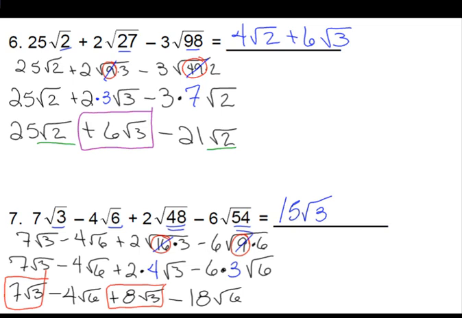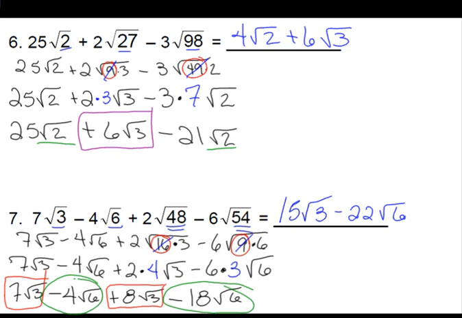Next I have a negative 4 square root of 6 and a negative 18 square root of 6. So negative 4 and negative 18 give me a negative 22 square root of 6.